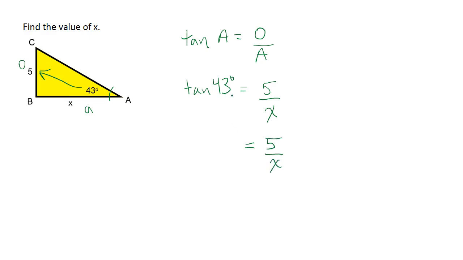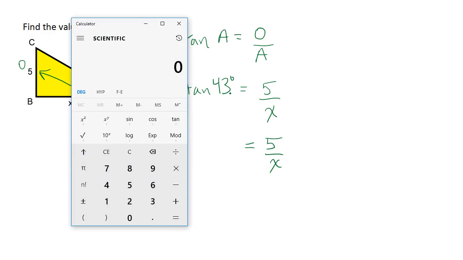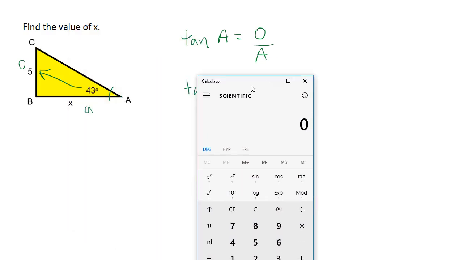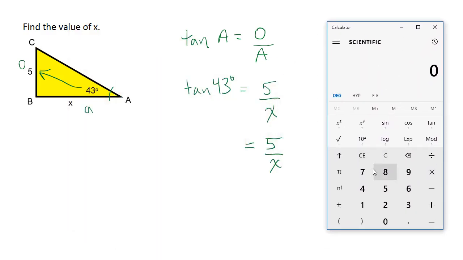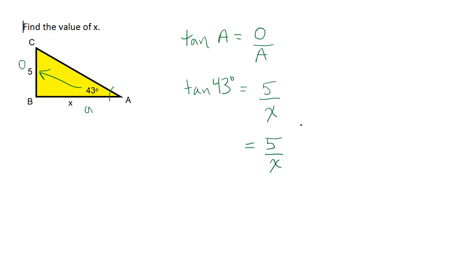So let's use our calculator to figure out what is the tangent of 43 degrees. So we'll bring up our calculator, and we can type in 43 degrees and what is tangent. Remember, we've used the sine and cosine buttons. Make sure you pick the right one, tangent. And the tangent of 43 degrees is 0.9325, and that is equal to 5 divided by x.